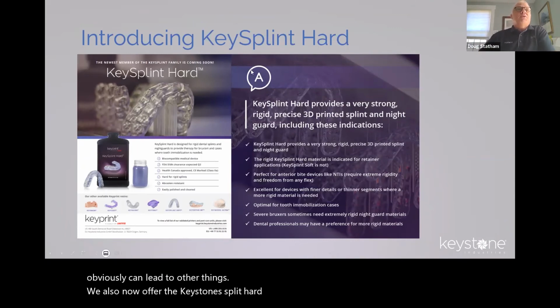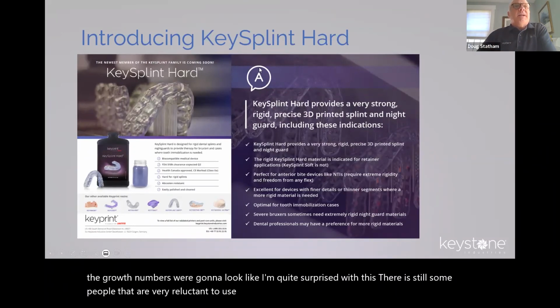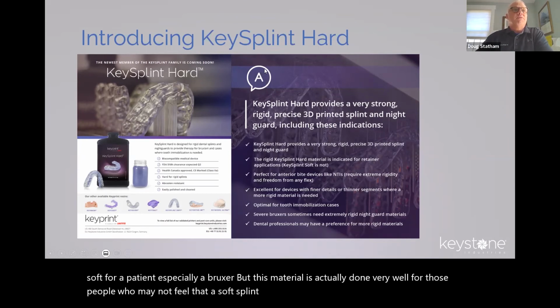When we first introduced this, I wasn't sure what the growth numbers were going to look like. I'm quite surprised with this. There are still some people that are very reluctant to use, as it's been named, soft splint. They think it may be too soft for a patient, especially a bruxer. But this material has actually done very well for those people who may not feel that a soft splint is the appropriate one for somebody who has a tough bite.